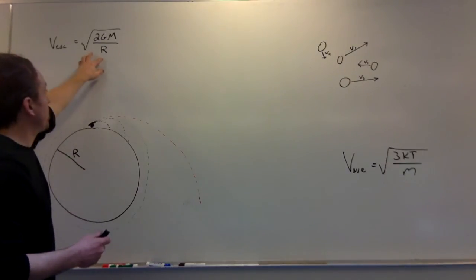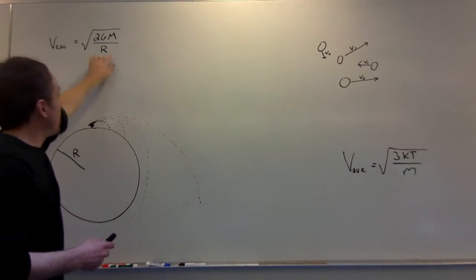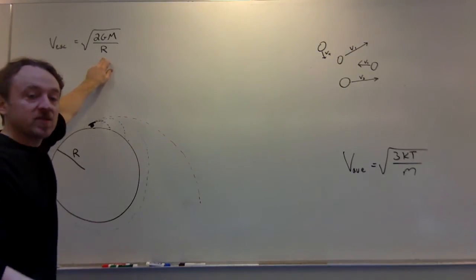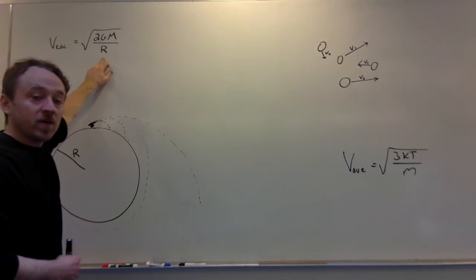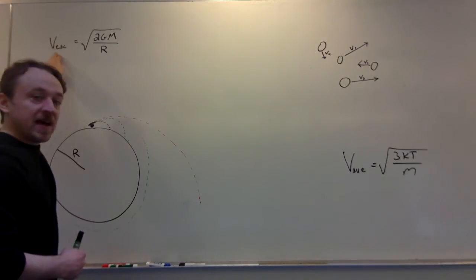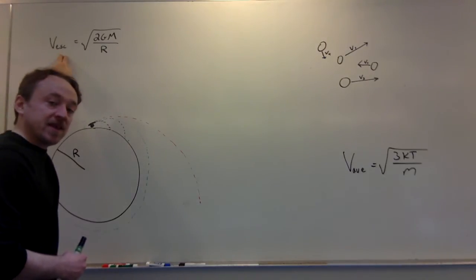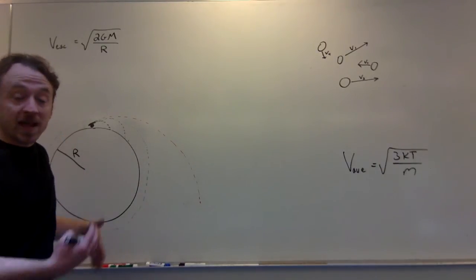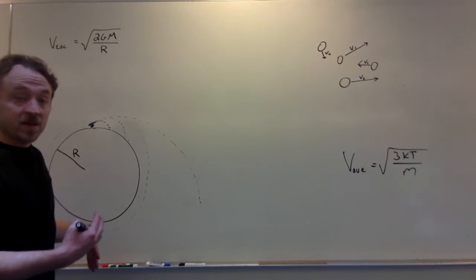Well, it gets so big that it actually causes light to loop around, and light can't escape. That's why we call it a black hole: the escape velocity is bigger than the speed of light itself, so not even light can escape a black hole, and so we don't see light from a black hole because of this reason.